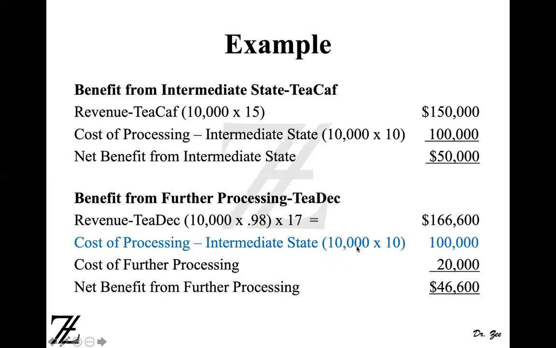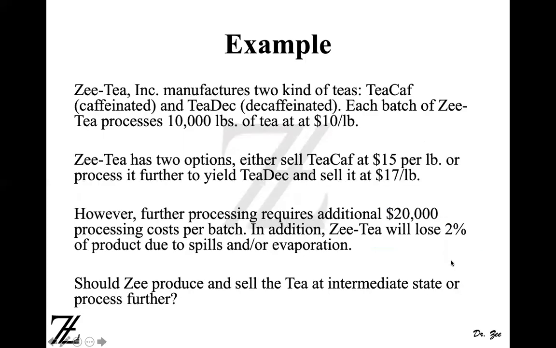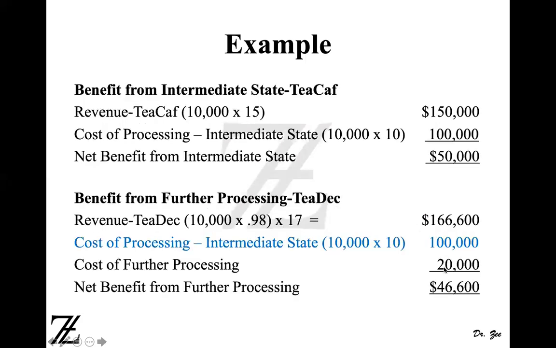Now you look at here, you had 9,800 pounds, and here you have all 10,000 pounds. Why? Because until the intermediate state, we didn't lose anything, right? It was the same as right here, 10,000 times 10. You are still going to incur $100,000 cost, regardless of whether you process further or not. So it stays the same. This is the cost until the split-off point, okay? Then the cost of further processing is $20,000. That's given in the question, the additional cost. So when you subtract 120,000 from 166,600, you get 46,600.